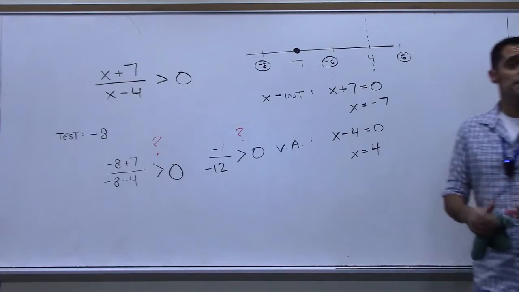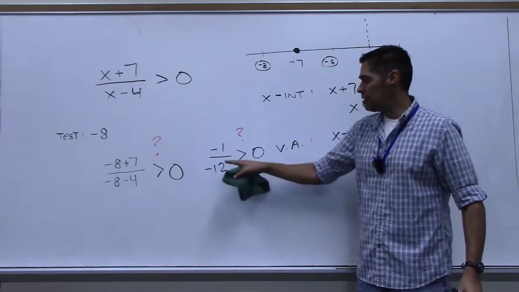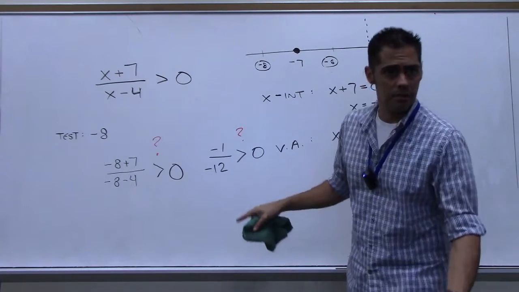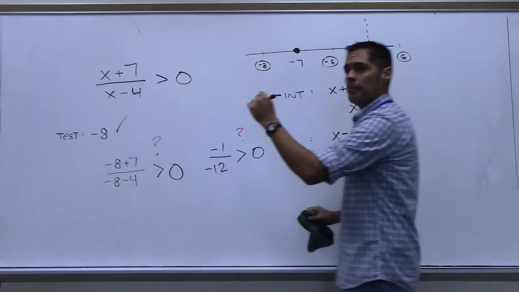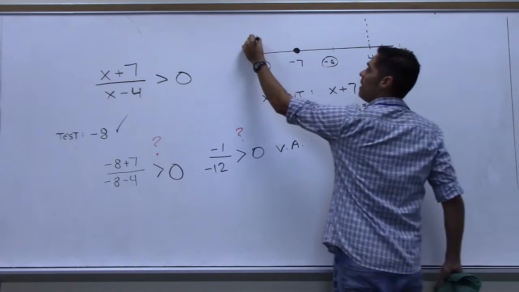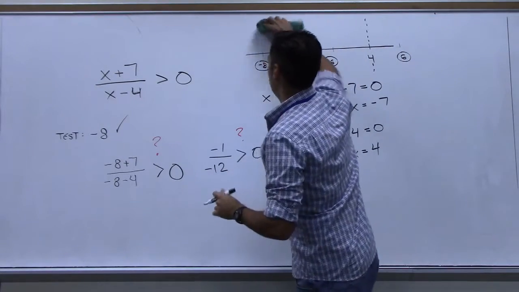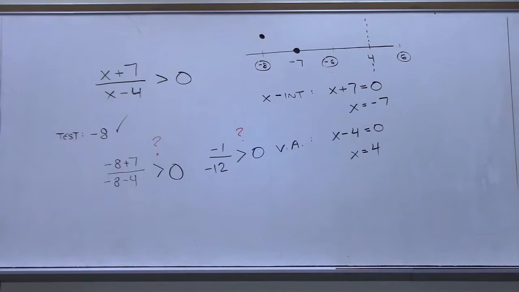Negative divided by negative is positive, isn't it? Negative divided by negative is positive. So this is a positive number. It's bigger than 0. All positive numbers are bigger than 0. So this works then? That means that anything over here works, all right? Or if you want, you could say I've got a point that goes up here, like this. It's above the x-axis.